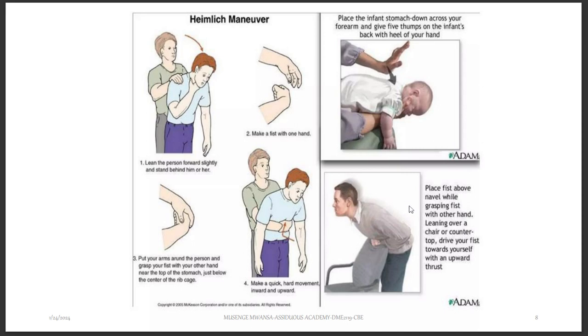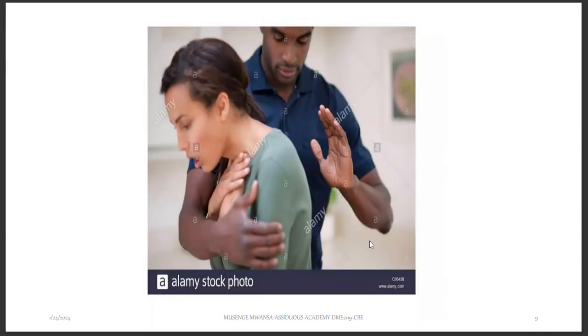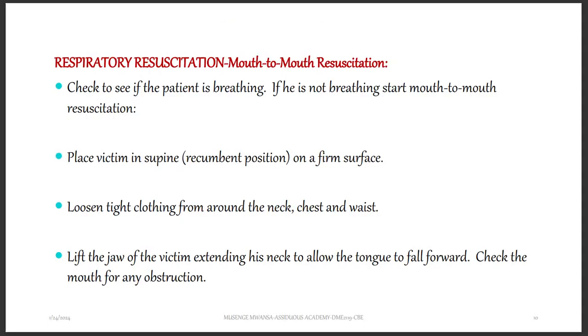You can even do it on yourself in case there's something that had stuck, where you place a fist above the navel while grasping the fist with the other hand. So you are using your fist, you can see where the fist is there. You are also leaning against a chair or countertop. Drive your fist towards yourself with an upward thrust. You are trying to push things away like that. This is another thing that you're able to do just to make sure that you remove anything.